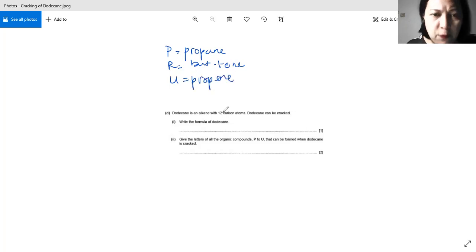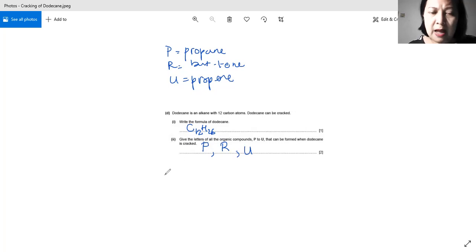Write the formula of Dodecane with 12 carbons. So it means C12H2n plus 2, which is 24 plus 2, so 26. Give the letters of all the organic compounds P to U that can be formed when Dodecane is cracked. So you can have P, propane, and then you can have R, but-1-yne, and U is propene.